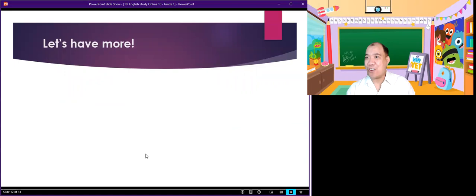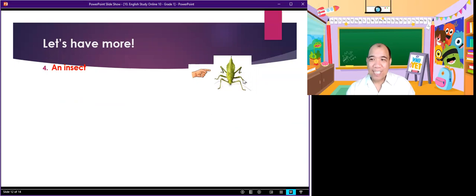Okay, let's have more. An insect. What is this? This is an insect.